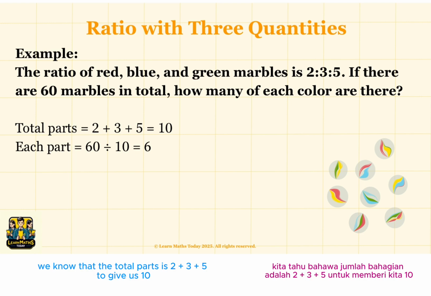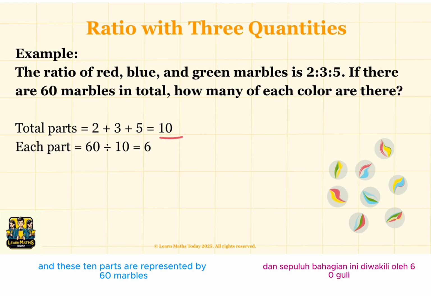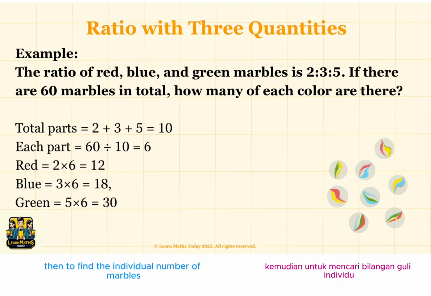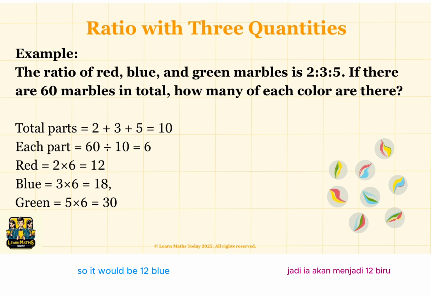We know that the total parts is 2 plus 3 plus 5 to give us 10. And these 10 parts are represented by 60 marbles. Therefore, each part is 60 divided by 10, which is 6. Then to find the individual number of marbles, we have red, which is 2 parts, so it will be 12, blue, which is 3 parts, which would be 18, and green would be 30.